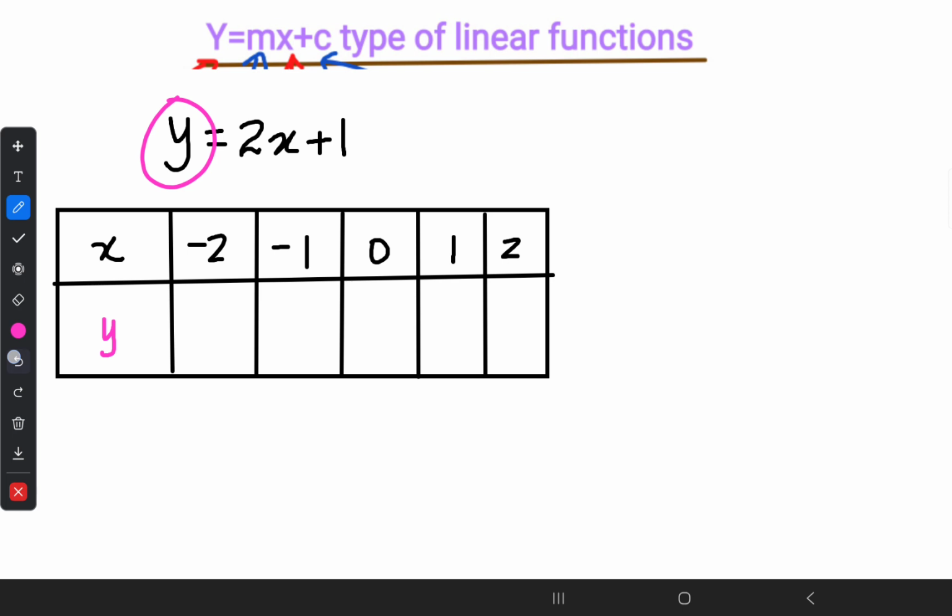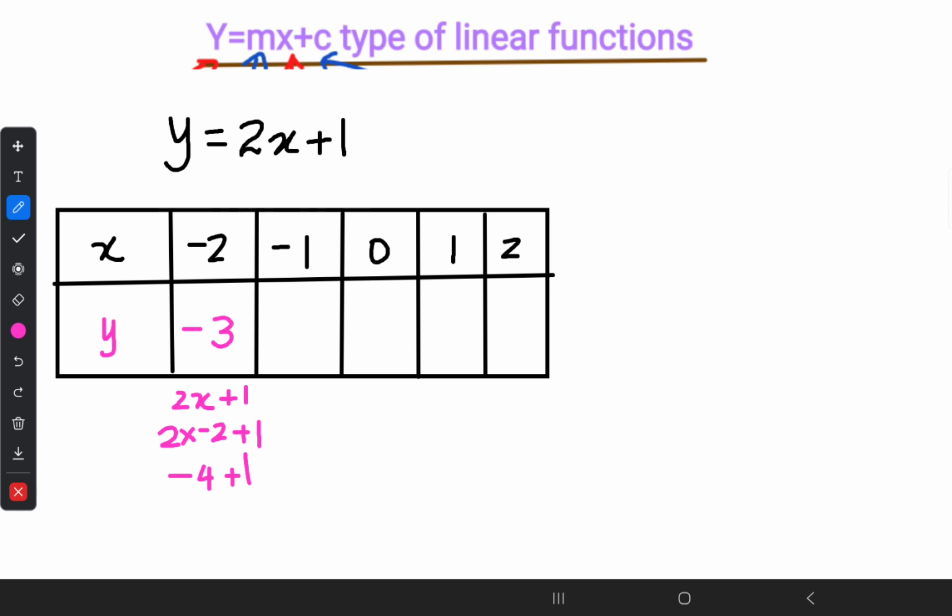Y is equals to 2 times x plus 1. So let's substitute that one. 2x plus 1, that is the graph formula. 2 times, at this occasion, the x value is negative 2. 2 times of negative 2 plus 1. 2 times of negative 2 means that is negative 4 plus 1. Negative 4 plus 1, it would be negative 3. Just do the substitution for x and solve to get the coordinate for y.